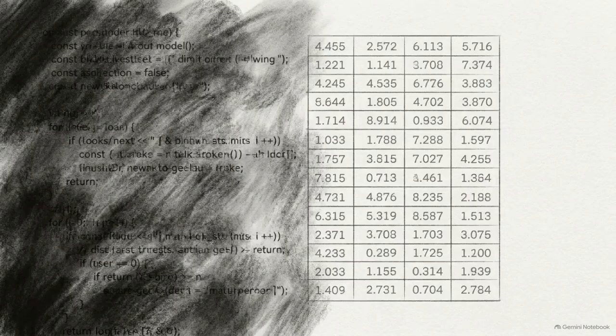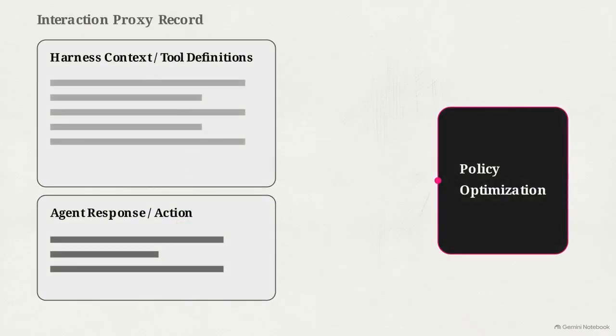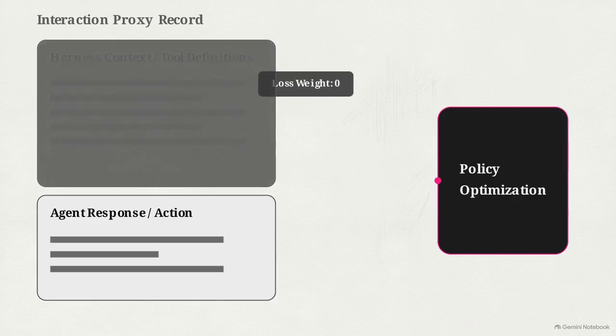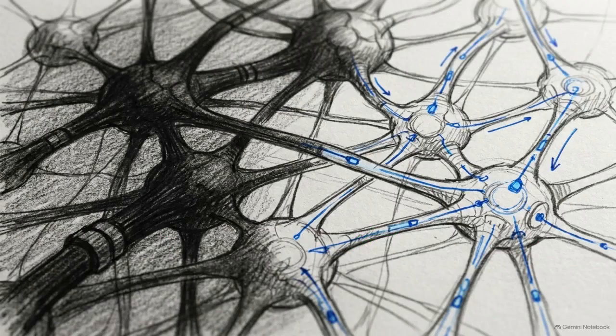To correctly compute policy gradients from these asynchronous requests, the proxy engine applies exact loss masking. This diagram shows how exact loss masking operates. Harness-injected context and system tool definitions receive a loss weight of 0. Only the generated bot tokens and structured tool call arguments receive a weight of 1. This specific masking mechanism guarantees that the policy gradients are computed exactly over the opaque prompt distributions the model actually faced inside the production environment.